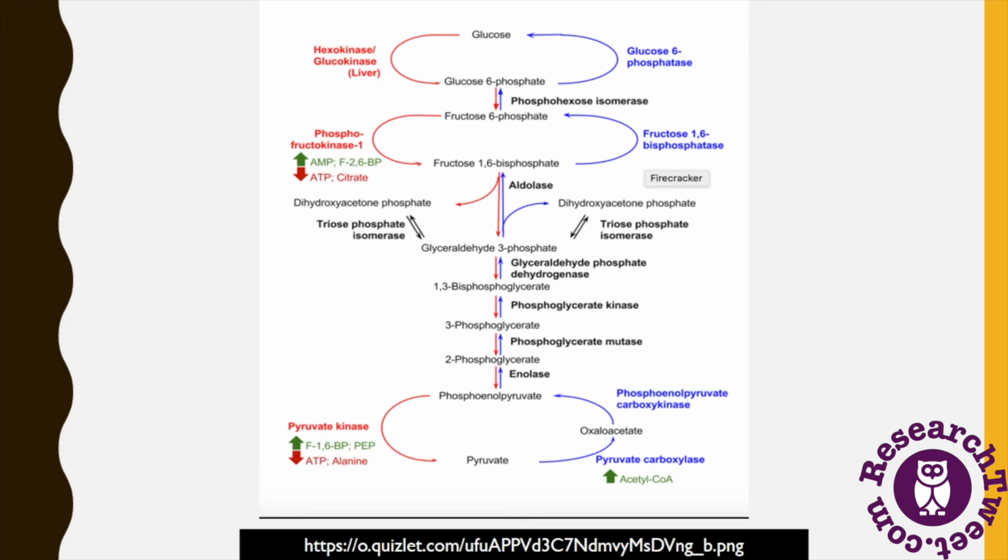Then the 10th step, which is catalyzed by pyruvate kinase, also plays an important role in the regulation of the glycolytic pathway. In this step, pyruvate kinase is regulated by fructose 1,6 bisphosphate and phosphoenol pyruvate. And pyruvate kinase is inhibited by ATP and alanine. So, we can see the enzymes hexokinase, phosphofructokinase and pyruvate kinase act like regulators of the glycolytic pathway.